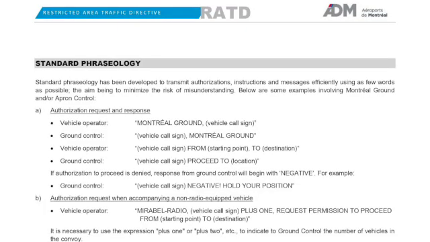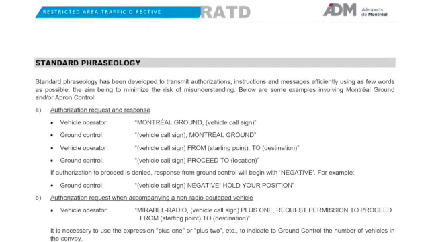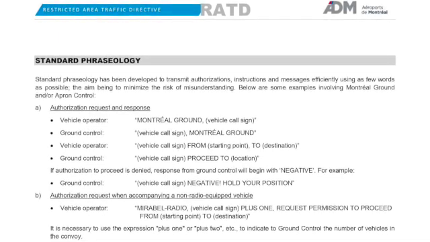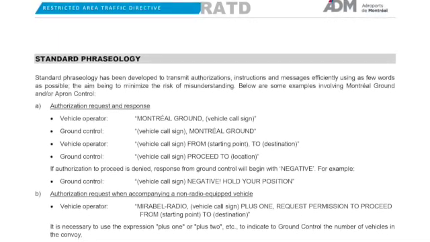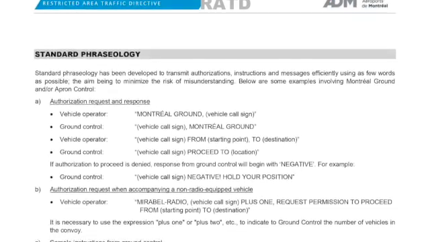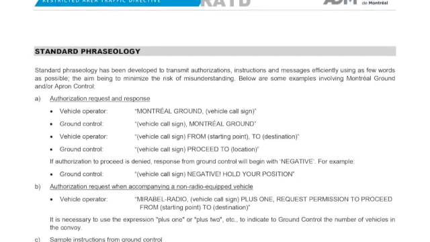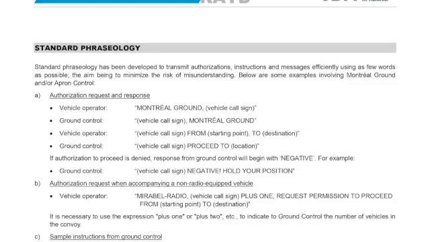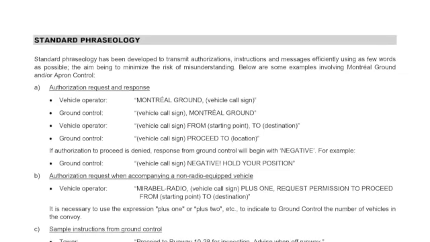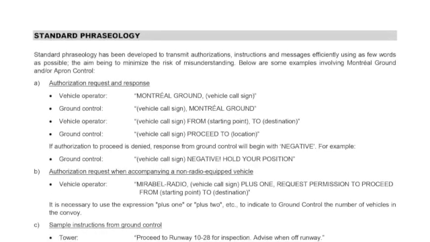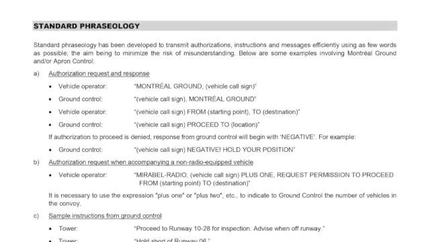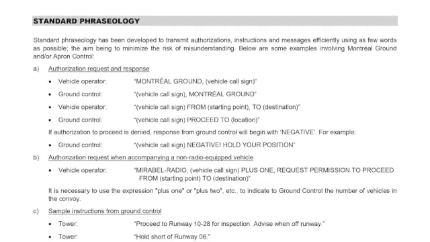Standard phraseology. Standard phraseology has been developed to transmit authorizations, instructions, and messages efficiently using as few words as possible, the aim being to minimize the risk of misunderstanding. Below are some examples involving Montreal ground and/or apron control. A. Authorization request and response. Vehicle operator: Montreal ground, vehicle call sign. Ground control: vehicle call sign, Montreal ground. Vehicle operator: vehicle call sign, from starting point to destination. Ground control: vehicle call sign, proceed to location.